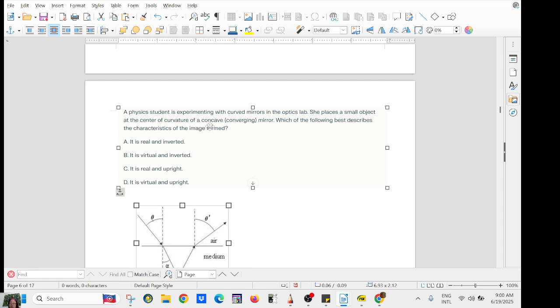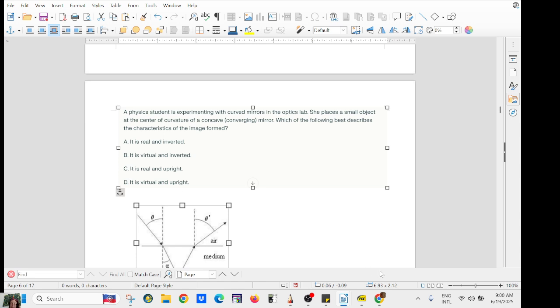So they are referring to a concave mirror, which exactly behaves like a convex lens or converging lens, kind of like a magnifying glass. So the object is at the center of curvature of a concave mirror. The image formed will be real, inverted, not inverted. So you can choose here A, B, C, D.